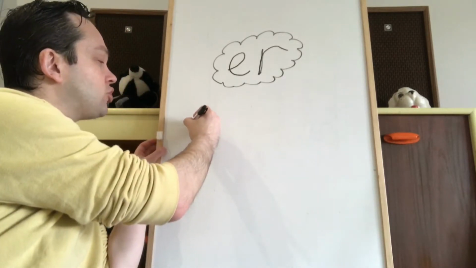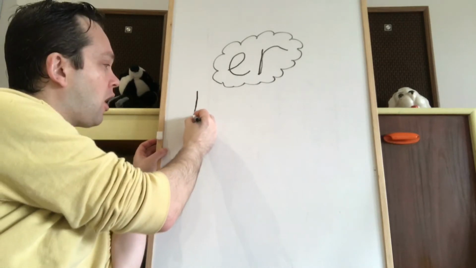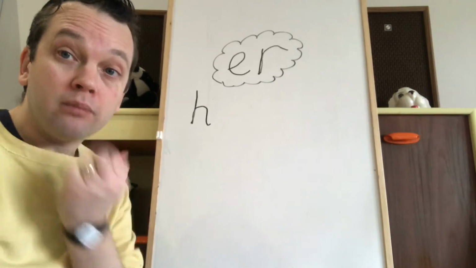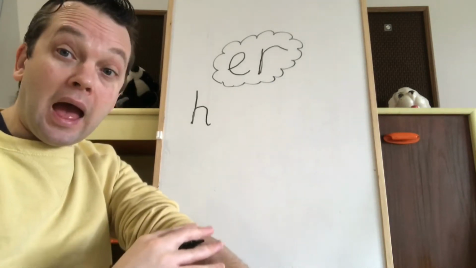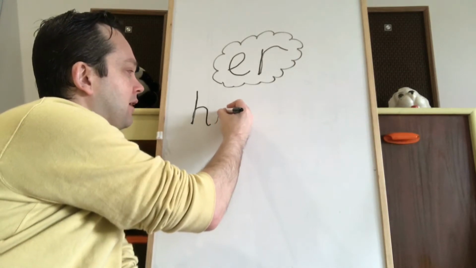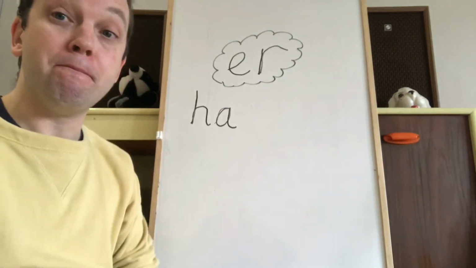So the letter H, go up, down, to the bottom, halfway back up, and over. Then it's A, the letter A. Now it's M.